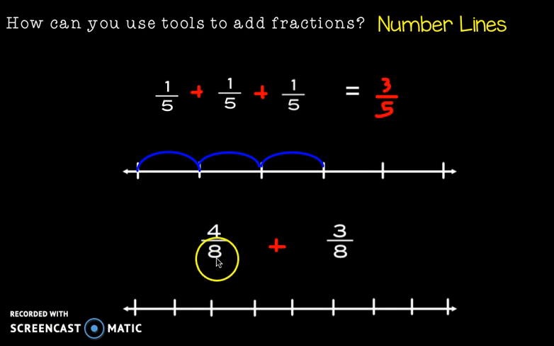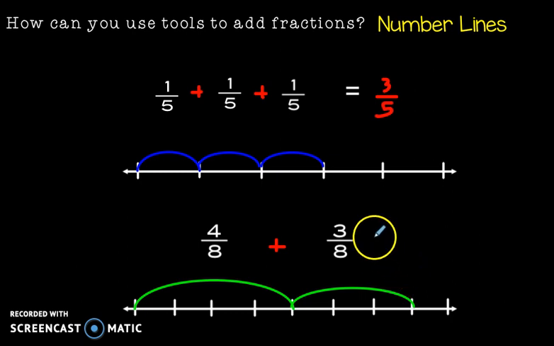Let's practice one more time. Let's do 4/8 plus 3/8. All right, let's start here at 0/8. Let's jump to 4/8. There we go. 1/8, 2/8, 3/8, 4/8. And let's jump another 1/8, 2/8, 3/8. There we go. 4/8 plus 3/8. And where did I end up on my number line? I ended up at 1, 2, 3, 4, 5, 6, 7 eighths. Therefore, 4/8 plus 3/8 equals 7/8.